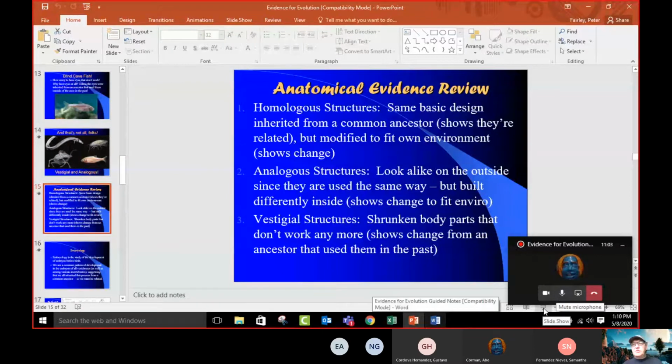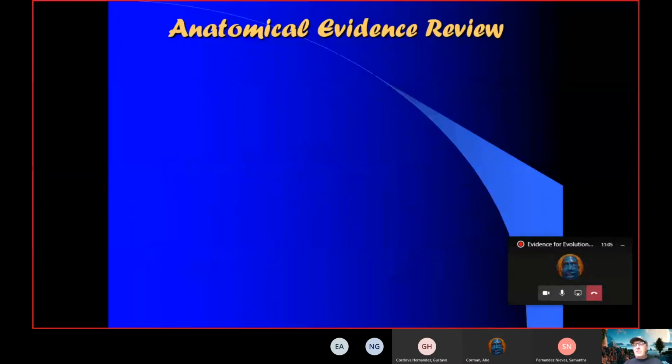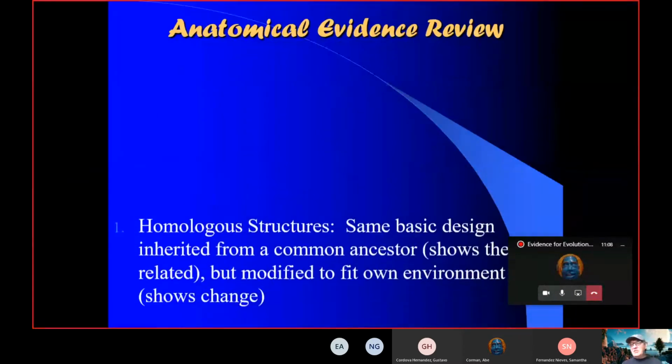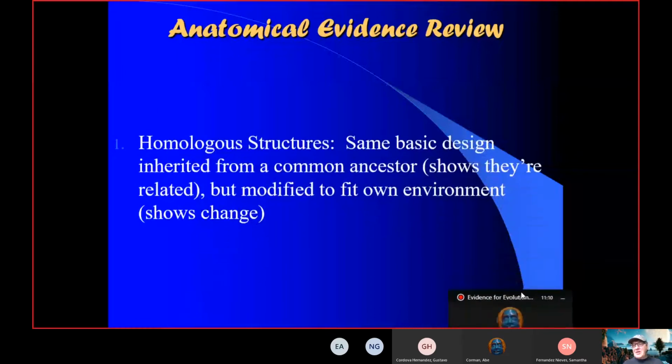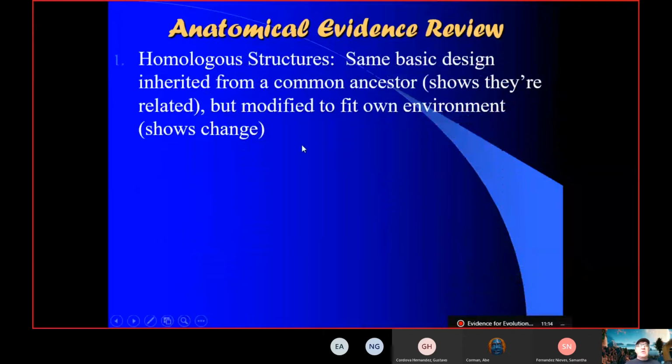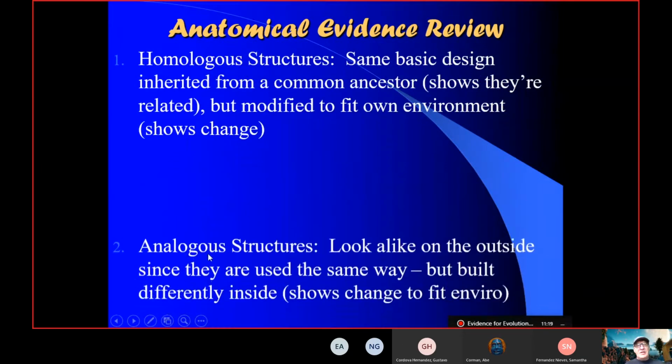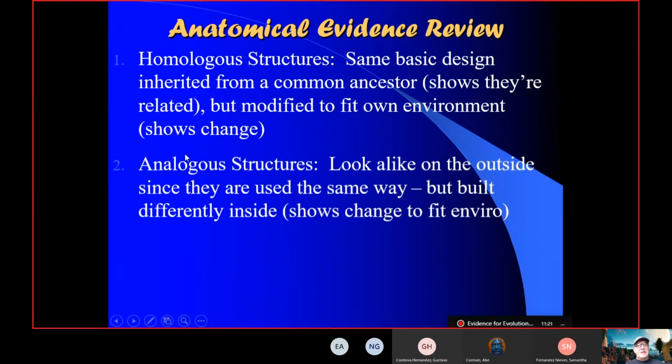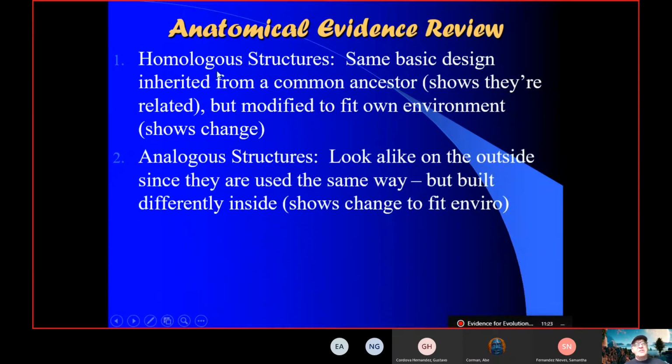So here's a little summary or a review of the different anatomical evidence. Anatomy refers to body parts, right? So, first of all, homologous structures are easily confused with analogous structures. If it's homologous, that means they're similar. Analogous means they're analogies. So they're kind of alike, but not really. We're just making a comparison between them.